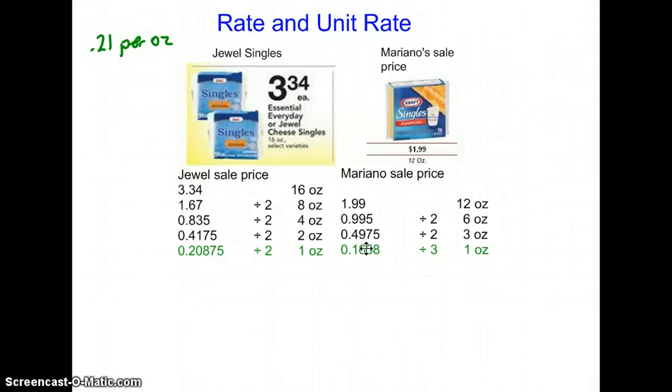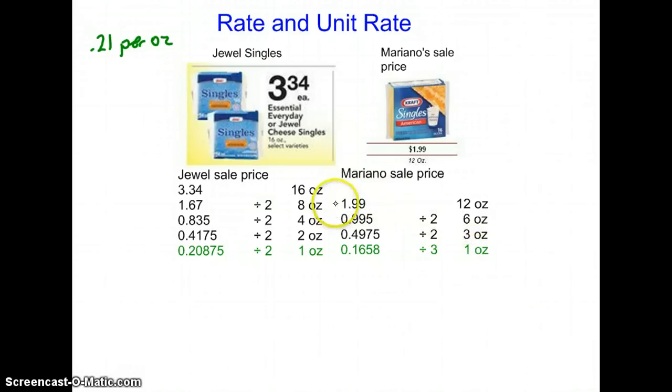Mariano's, let's take a look. Mariano's, we're starting off differently. We're starting off with 12 ounces for $1.99. So $1.99 for 12 ounces. I divide by 2 for 6 ounces. I divide by 2 for 3 ounces. But look, if I keep dividing by 2, I'm not going to get to 1 ounce. I need to get to 1 ounce. But if I divide this by 3, I will get to 1 ounce.